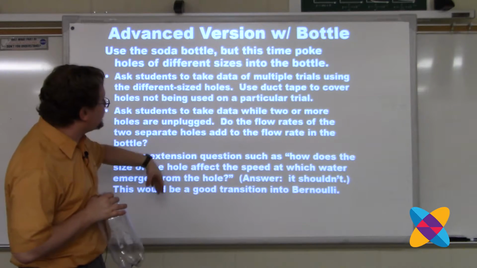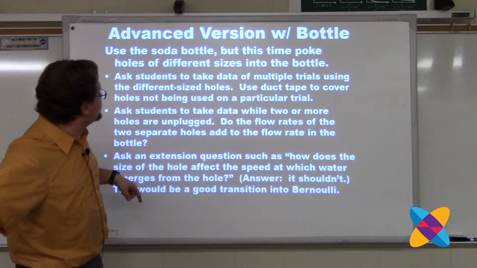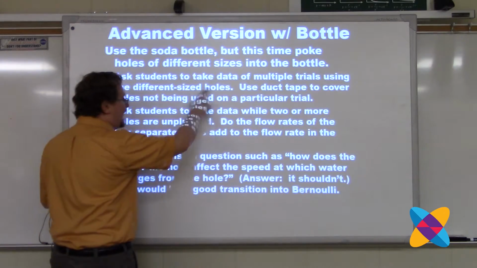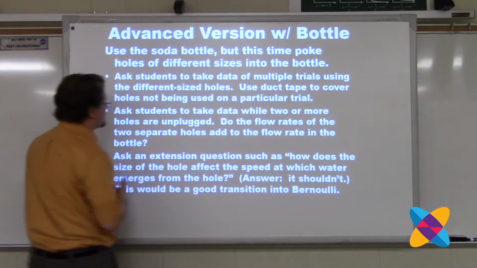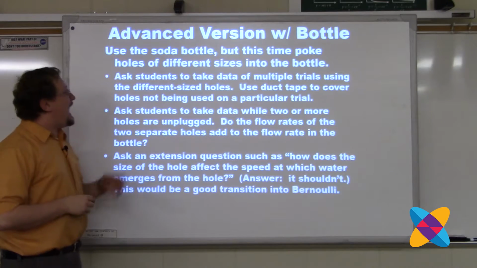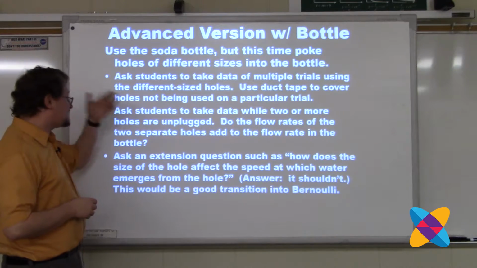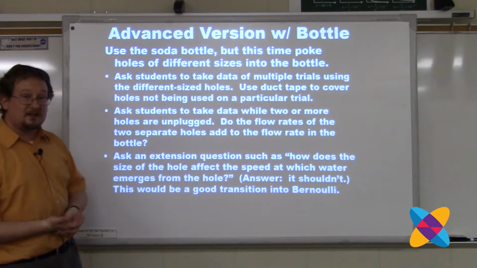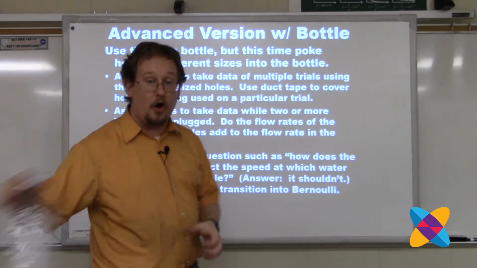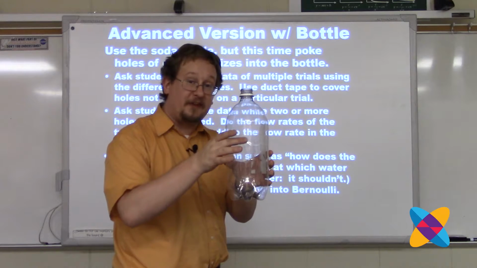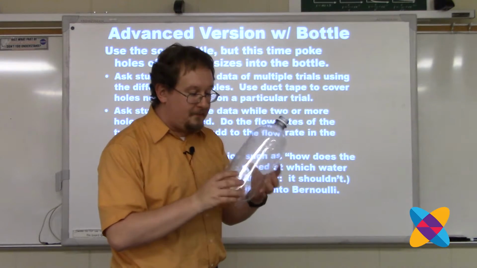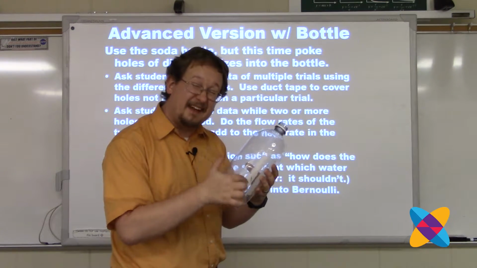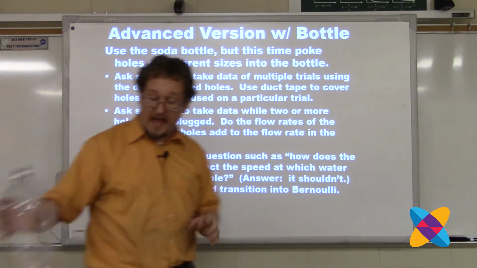So it's the same procedure, but we're taking data of multiple trials using different sized holes. We're going to use duct tape to cover the holes not being used. Or you could ask the students to take the data while two or more holes are unplugged at the same time. Can they show that the area times velocity in the barrel is the sum of the area times velocities of the two holes? Can they show that?